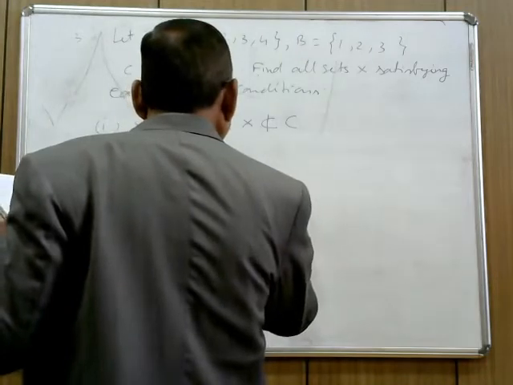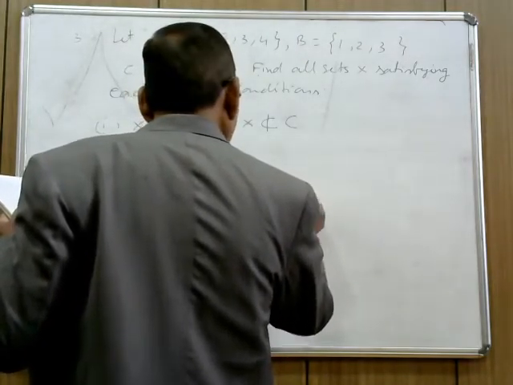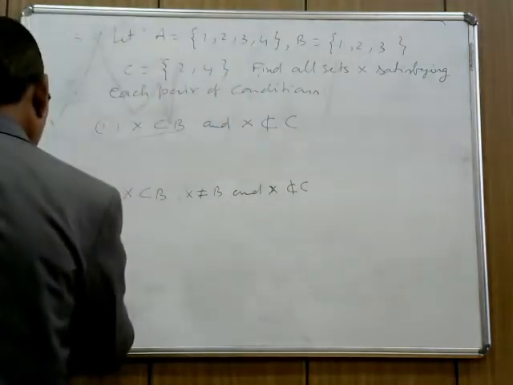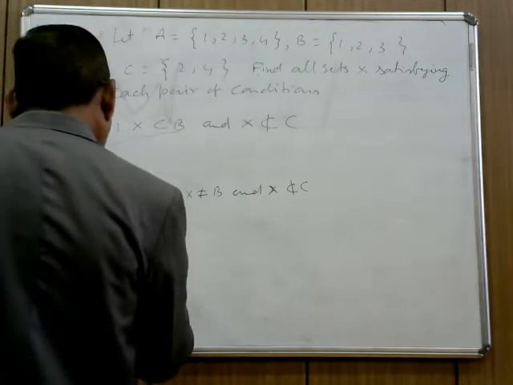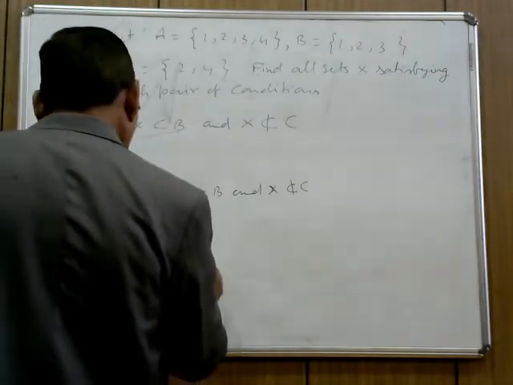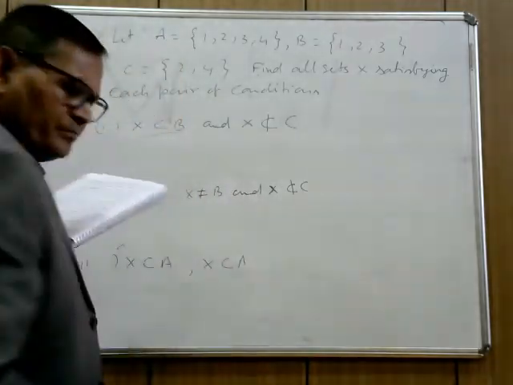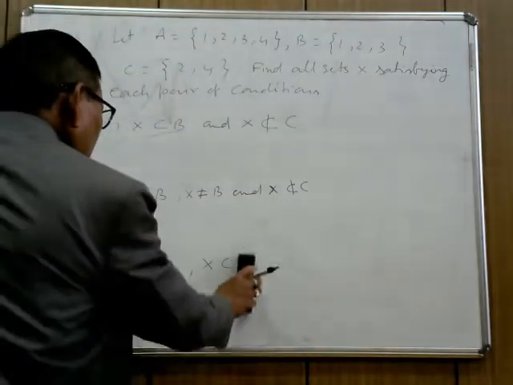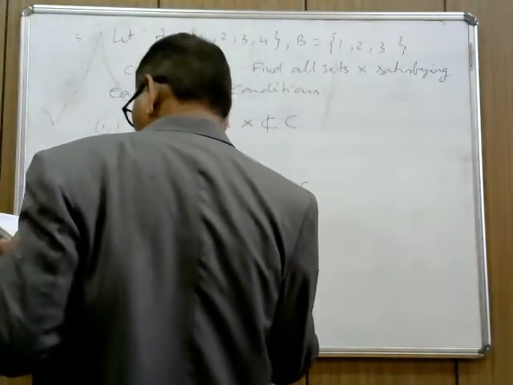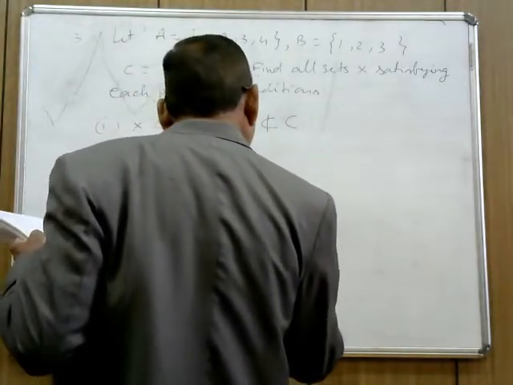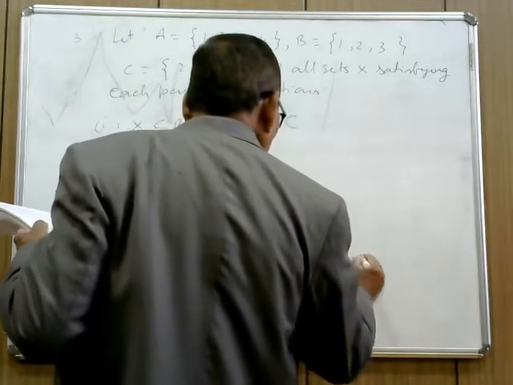And X is not a subset of C. This is the second part. Now third: X is a subset of A, X is a subset of B, and X is a subset of C.